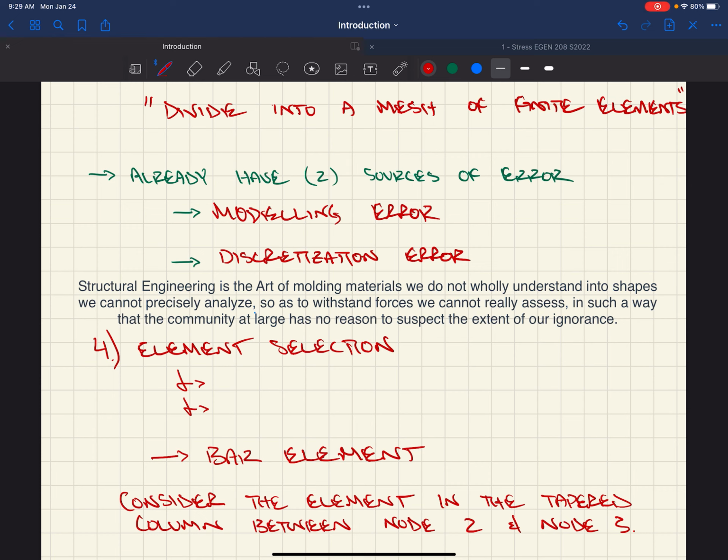Structurally, have you guys seen this quote before? Structural engineering is the art of molding materials we don't wholly understand into shapes we cannot precisely analyze so as to withstand forces we cannot really assess in such a way that the community at large has no reason to suspect the extent of our ignorance. And that is truly what we do. It's just crazy, but it is. It's an educated guess. What we do is an educated guess, with practice and safety, yes, but it's an educated guess still.